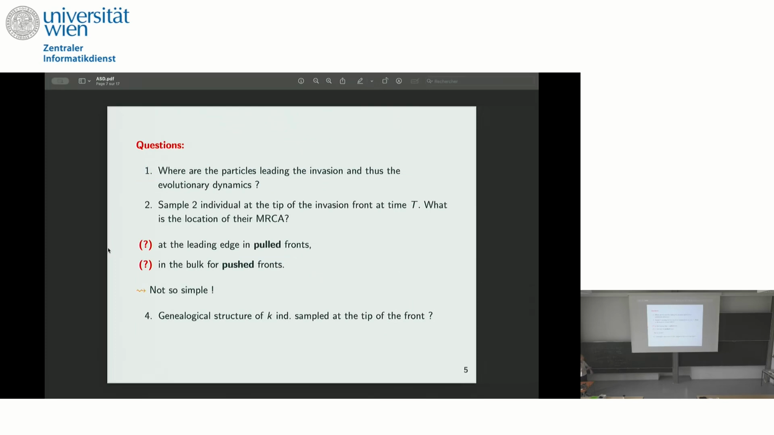Based on what I just said, it's quite natural to ask ourselves, where are the particles driving the invasion in these two regimes? And since the particles driving the invasion will be the same as the particles driving the evolutionary dynamics of the population, you can also phrase this question in terms of genealogies. Like if you sample 2 or more individuals, where will be located the most recent common ancestor of these individuals in the past?